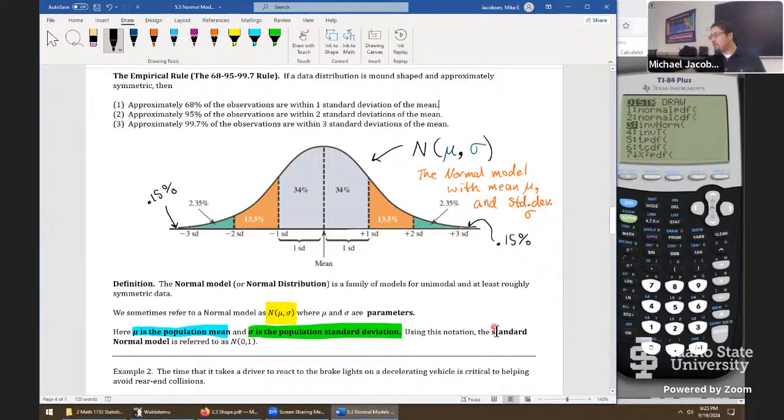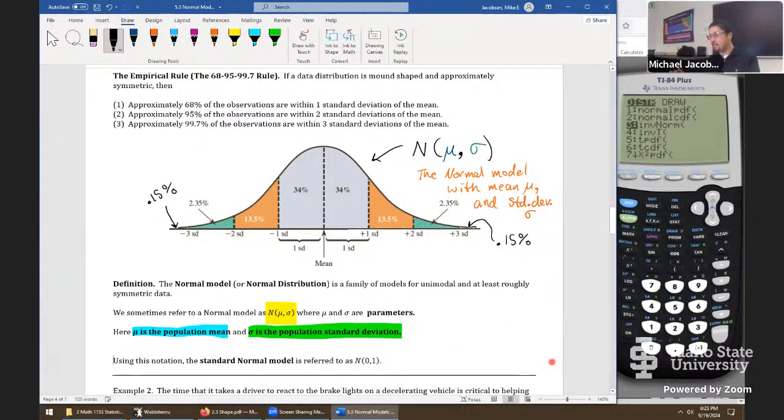And if we are talking about the standard normal model, it's referred to as N(0,1). If you see N(0,1), let's write this out here, that means the mean mu is 0. So the population mean is always the first input in that notation. It would also mean that the standard deviation sigma is 1. So the population's standard deviation is always the second value there.